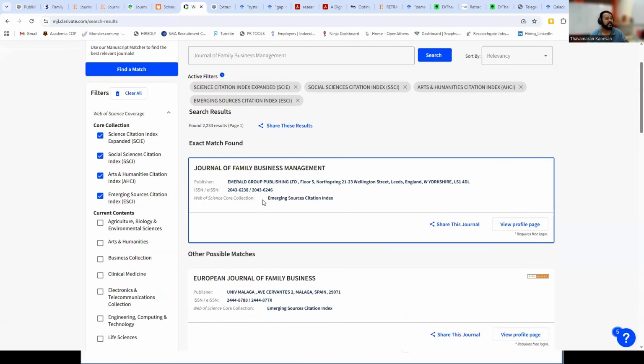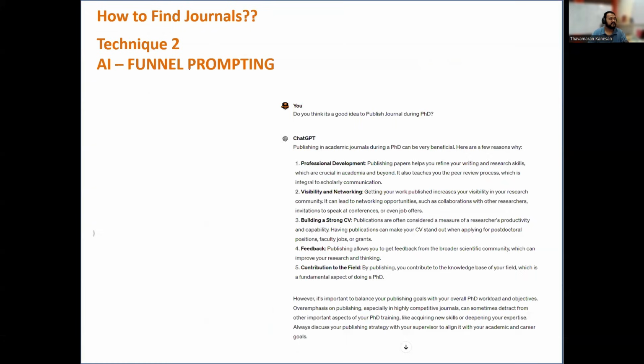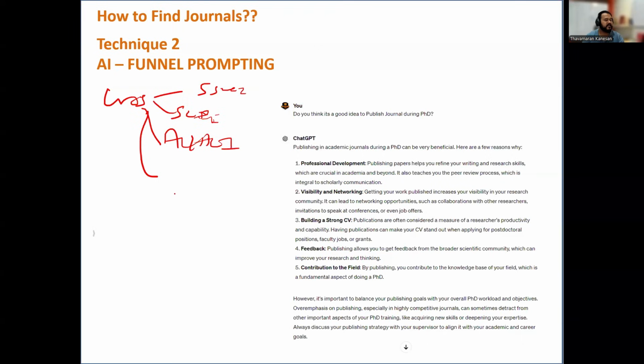ESCI can, but still, for this particular journal, the impact factor is quite high. Let me explain this a bit. In Web of Science, there are SSCI, SCIE, AHCI, and then there is ESCI. The moment your ESCI impact factor is more than 2, it is already almost SSCI.